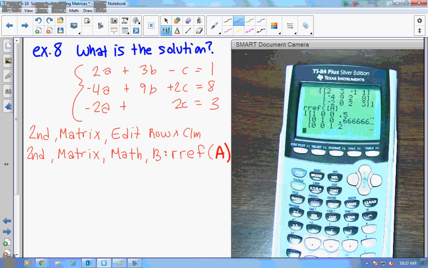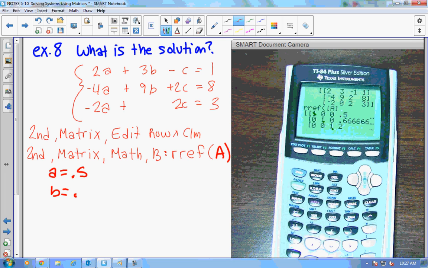So we have 3 variables. What's A's value? You can see the diagonal ones. A is 0.5. B is 0.6 repeating, which is the same as 2/3. C is 2. There's the answer.